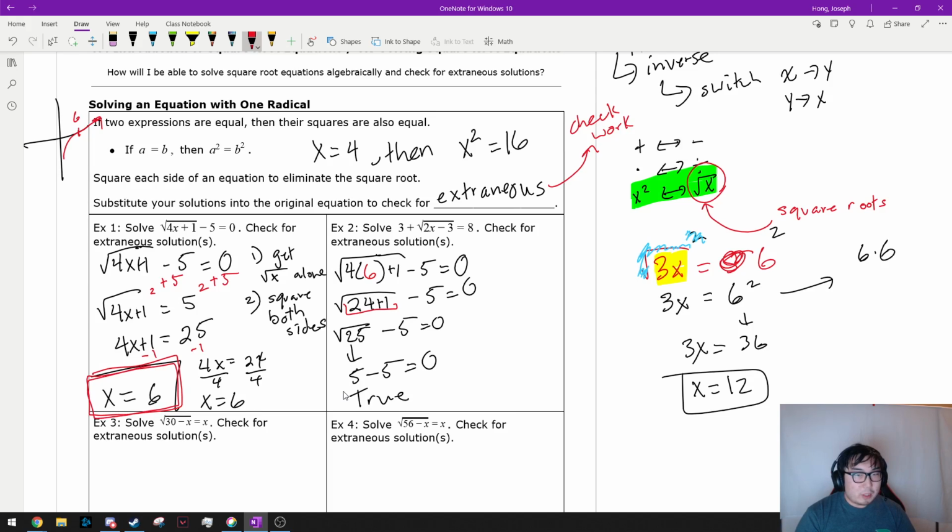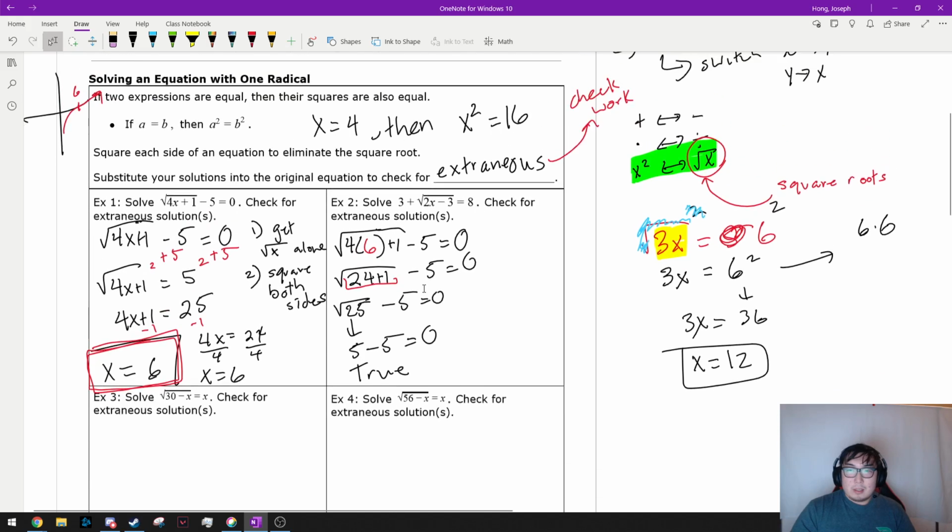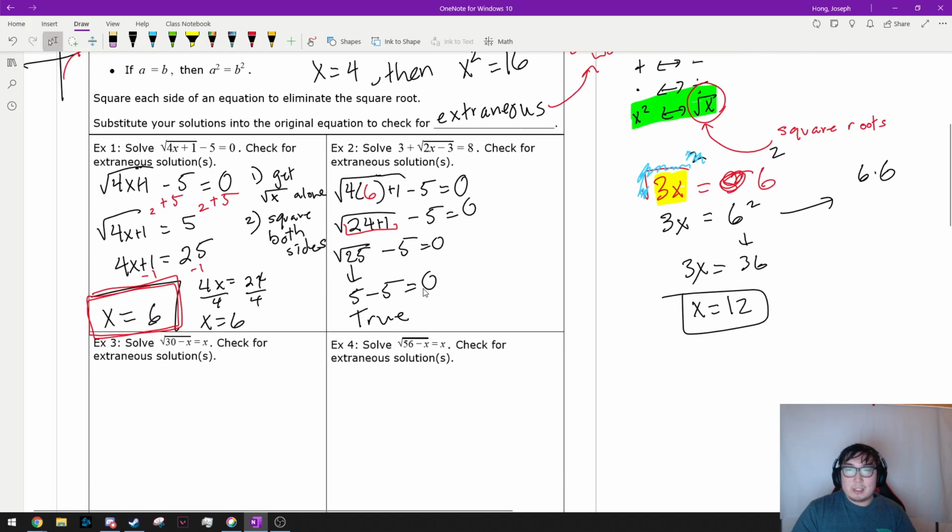There's going to be times where you're going to get like one answer or two answers and it's not going to work. So it's your job to know how many of your solutions are real solutions, or you have to check for extraneous solutions. So I want you to try example 2 by yourself. So try it out. I'm going to pause the video here so that you can solve it yourself.